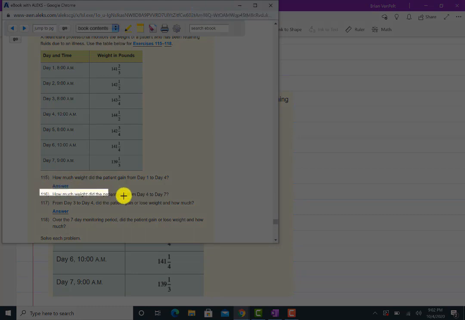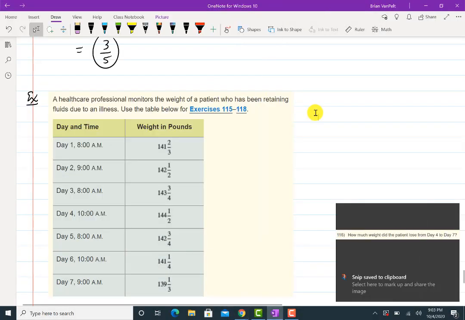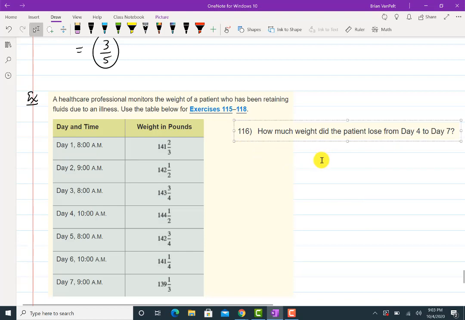And I want to do 118 too, but let me do 116 first. I think if I copy, let's put it over here. And I'll see if I can make it any bigger. Move it over. And then make it big. All right, so problem number 116.